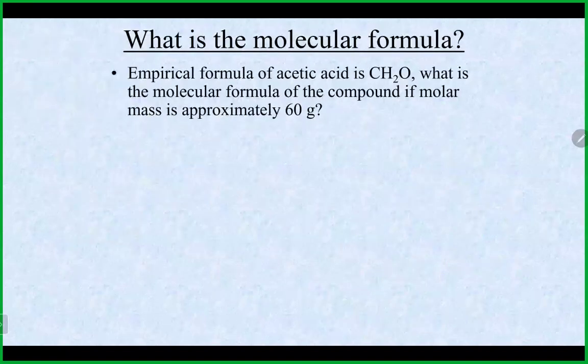All right, so I want to try one here. The empirical formula for acetic acid is CH2O. What is the molecular formula if the compound has a molar mass of approximately 60 grams per mole?